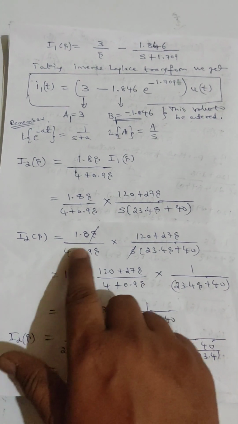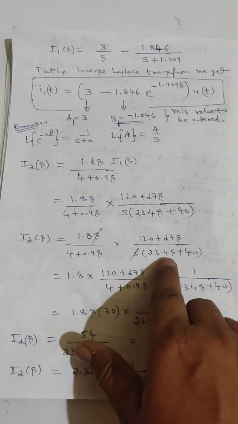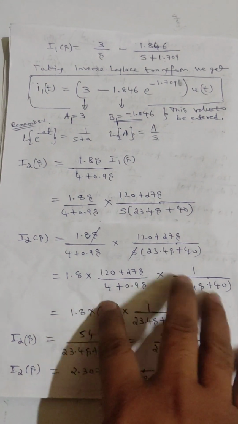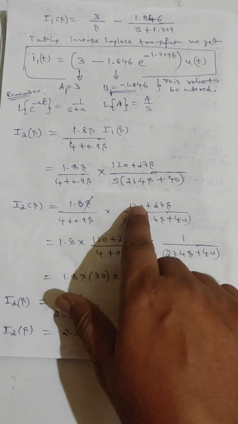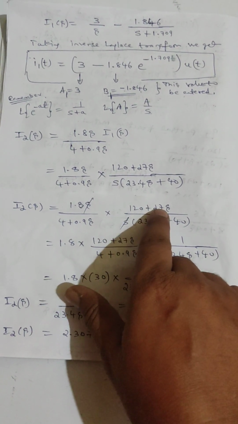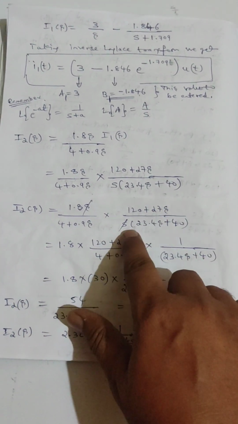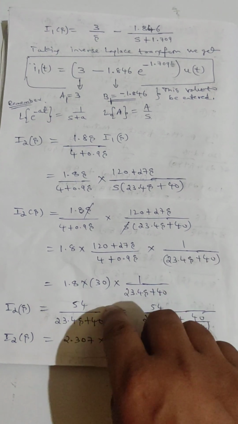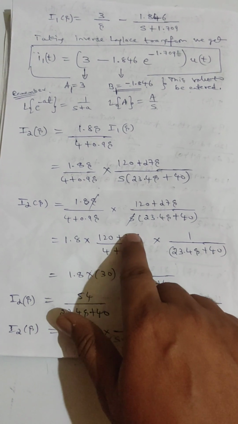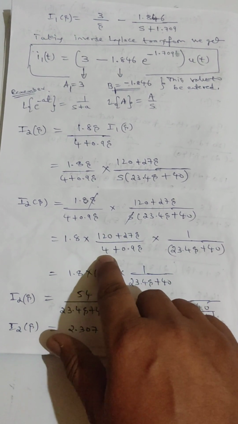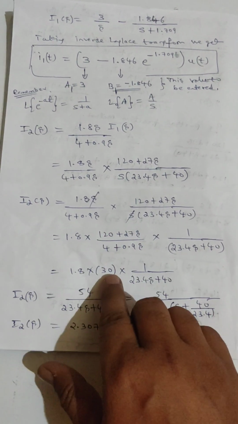That is what is written in the second step. 1.8 times (120 plus 27s) over (4 plus 0.9s), times 1 over (23.4s plus 40), the s terms get cancelled. Now here, (120 plus 27s) divided by (4 plus 0.9s), I made it one group, into 1 divided by (23.4s plus 40). See this one, (120 plus 27s) over (4 plus 0.9s). You do this simplification, this entire thing will become 30.